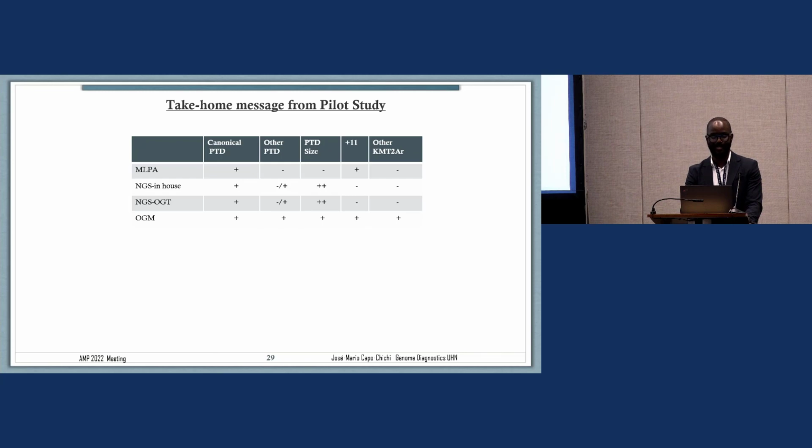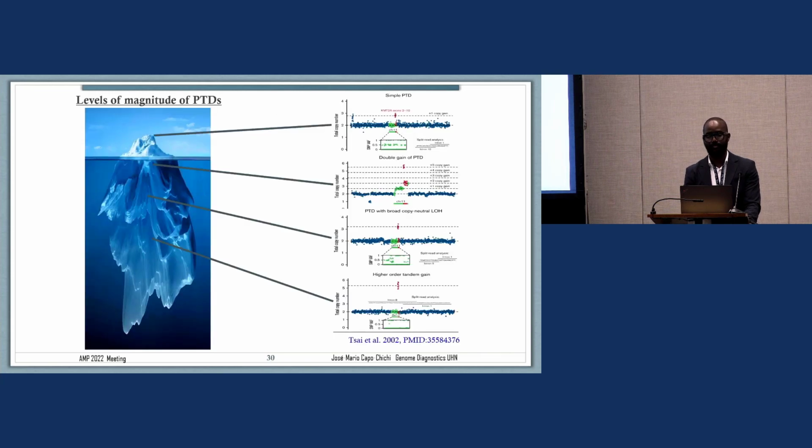OGT, optical genomic mapping, however, showed a better performance for the detection of canonical PTDs and other types of PTDs. PTD sizing is a lot more challenging using optical genomic mapping because of the lower resolution, and this type of information may be important when it comes to determining the meaning of the PTDs involved. So none of those four approaches are perfectly tailored for the detection of PTDs, and that's really the take-home message here. This is a challenging type of genetic genomic alteration, and it gets even more complicated.